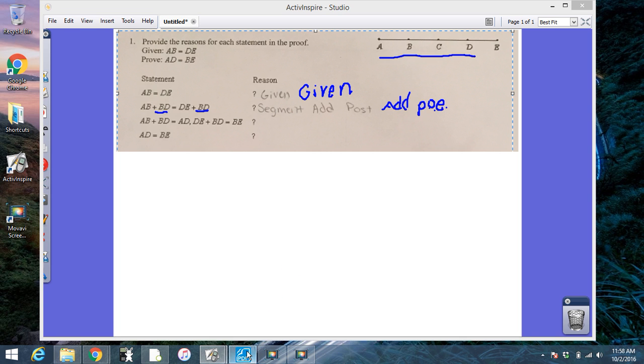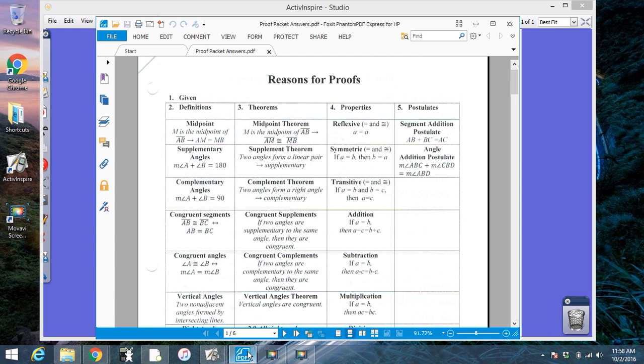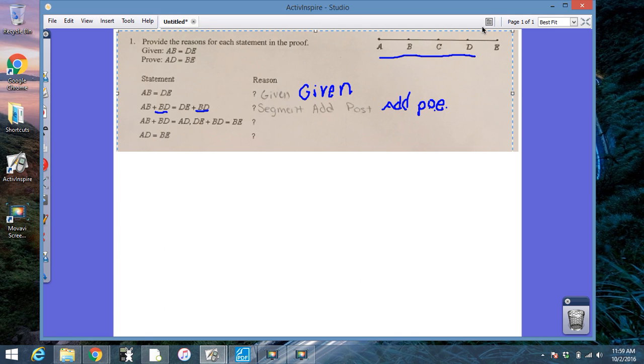So on your list, your teacher should be giving you reasons to use for proofs, and one of the postulates that you've learned up to this point is the segment addition postulate. You can use that in a proof. In this line, he probably would want you to spell it out, but for now, we're just going to call it the segment addition postulate. So now we know that AB plus BD is equal to AD, and then DE plus BD is also equal to BE. So these two pieces equal this entire segment.